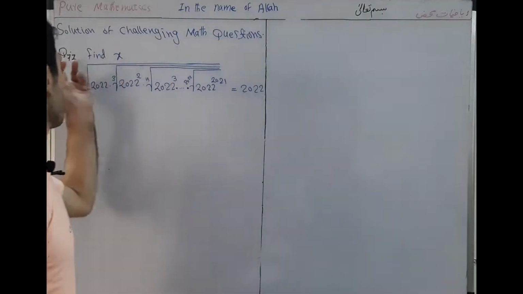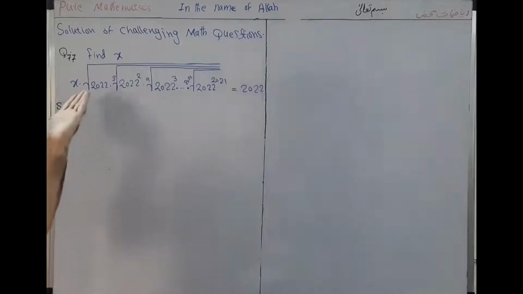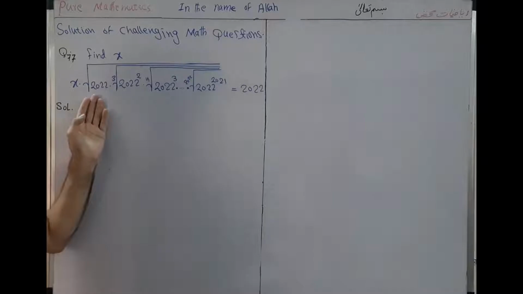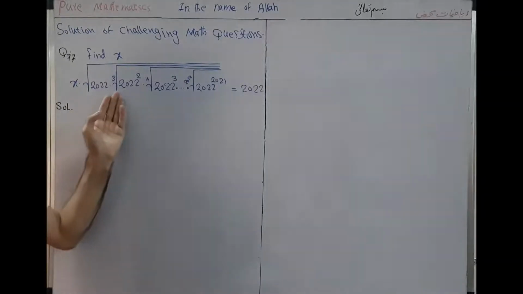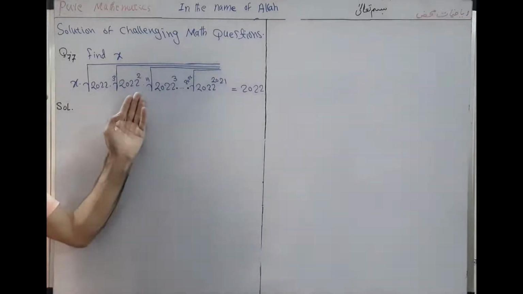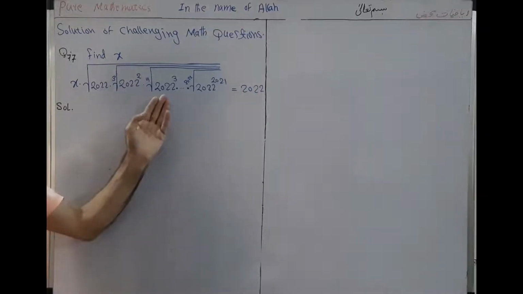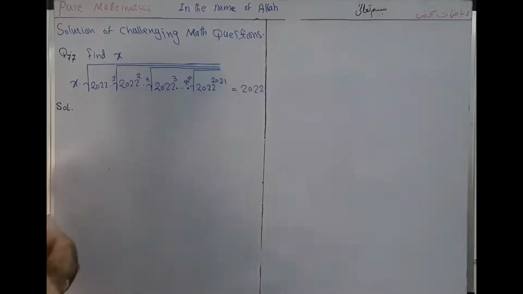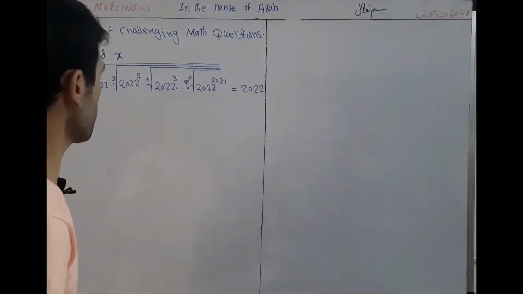It is question 77. Here we have a question: find x into square root of 2022 into cube root of 2022 whole to the power 2, fourth root of 2022 whole to the power 3, and so on, 2022 whole to the power 2021. It is equal to 2022. Now we want to find the value of x.